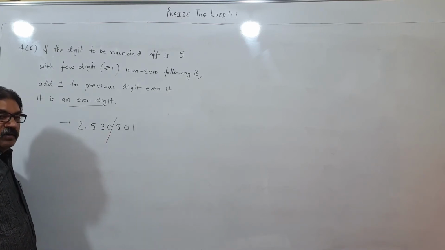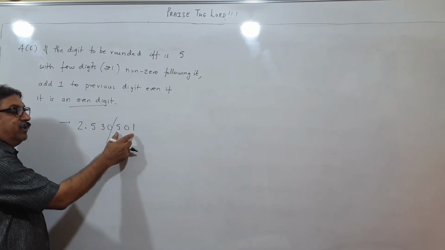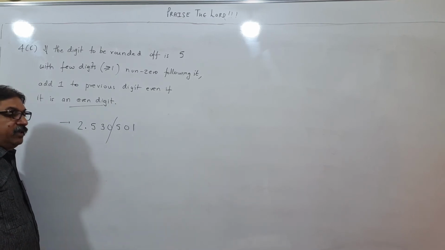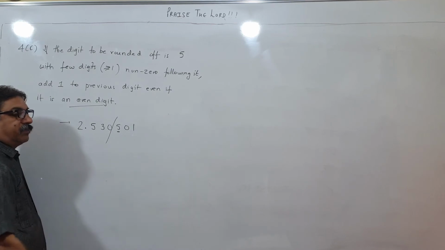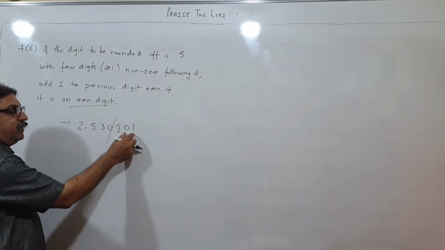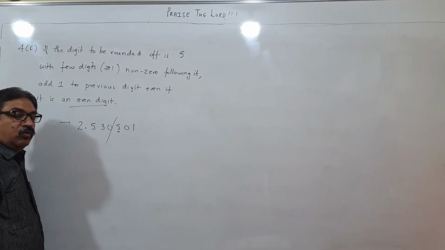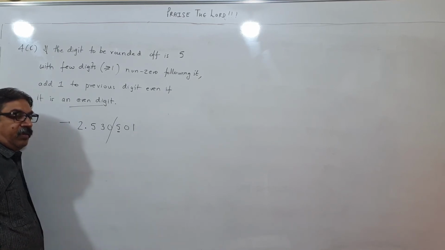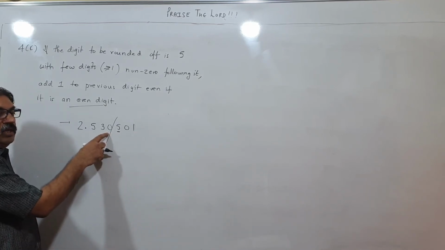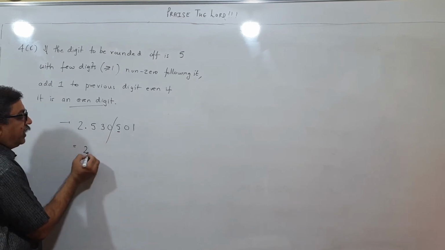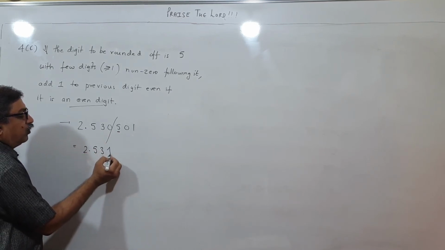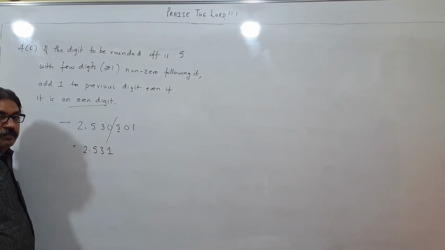This will be a wrong answer, because you want to round off these 3 digits. In these 3 digits there is a 5 over here, and there are a few digits following it which are non-zero. So what you have to do, you don't go one by one. You see that the previous digit is what? Even. Still you can add 1 to 0 and then you can round off.